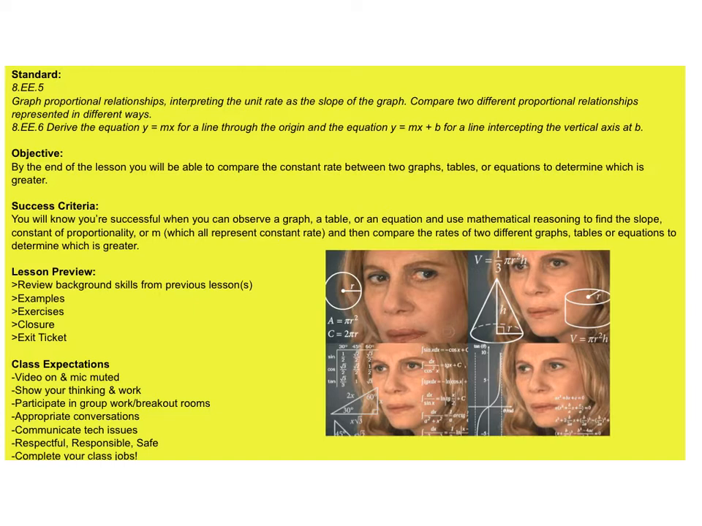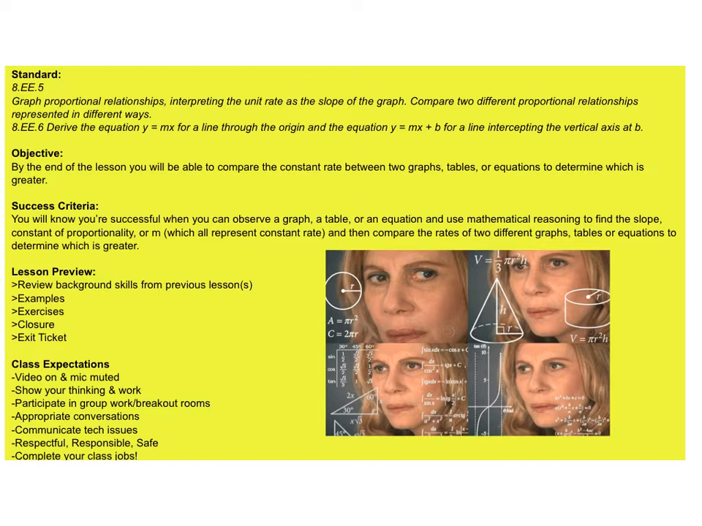Today we're going to continue with graphing proportional relationships, interpreting the slope, using y equals mx plus b, so our same standards EE5 and EE6. We're going to continue to work with those. Specifically, our objective for this lesson is that by the end of it, you'll be able to compare the constant rate between graphs, tables, and equations to determine which has the greater rate.